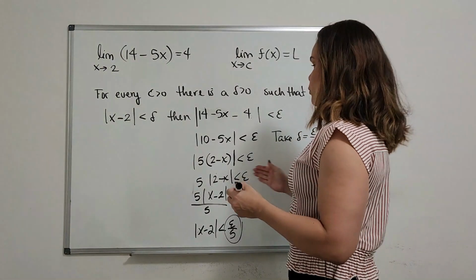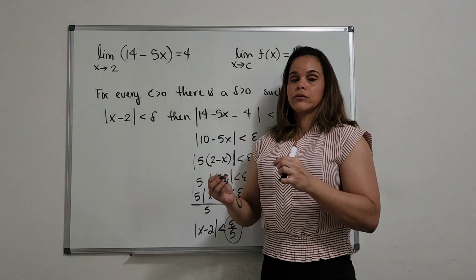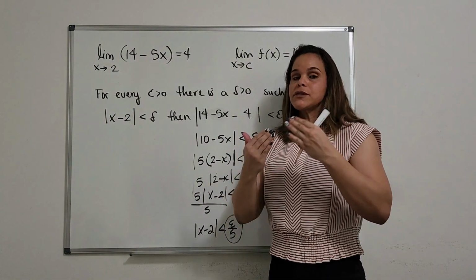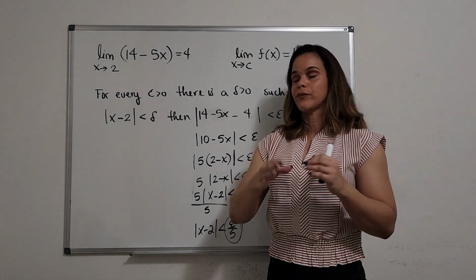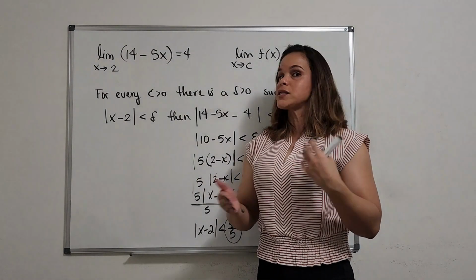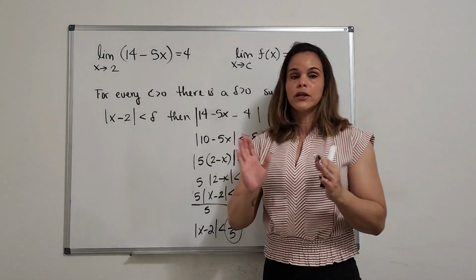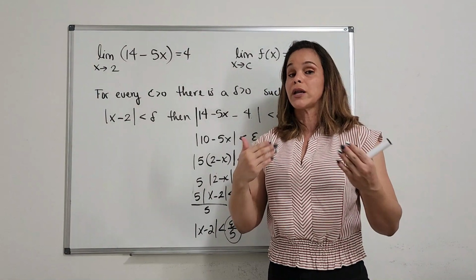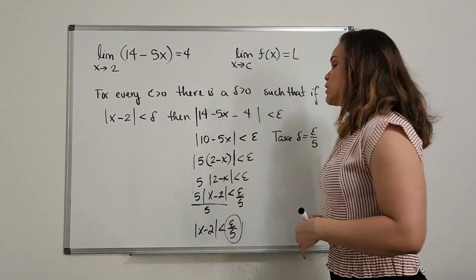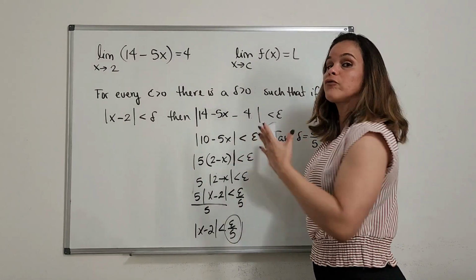Okay. So it's like, give me the epsilon and I'm going to give you the delta. So if your epsilon is 0.01, then your delta is going to be 0.01 divided by 5, and so on. So this is like a general formula.